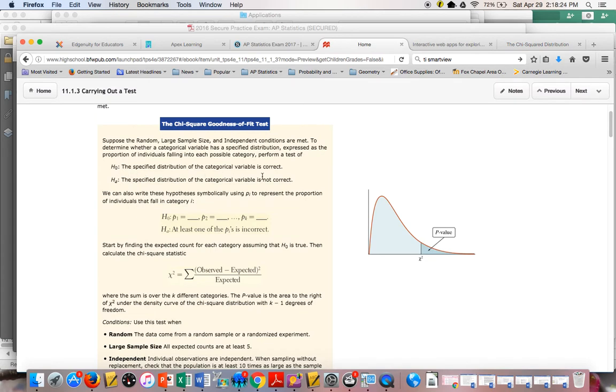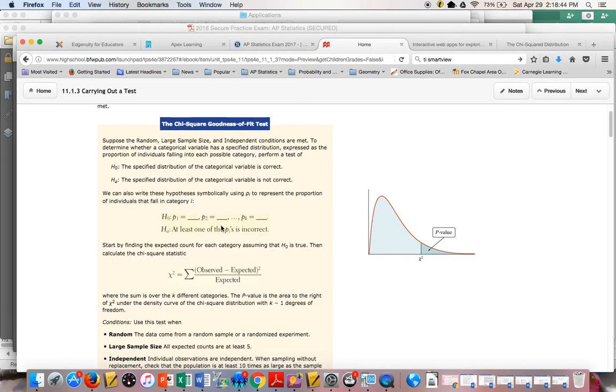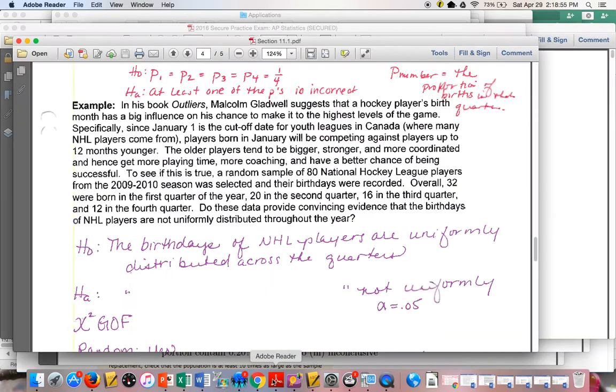So we can say the specified distribution is correct, or we can write it using the P's. If I go back here and look, the first time I wrote it, the birthdays of the NHL players are uniformly distributed across the quarters. And the "not" is always in the HA. So in the HA, the birthdays of NHL players are not uniformly distributed across the quarters.